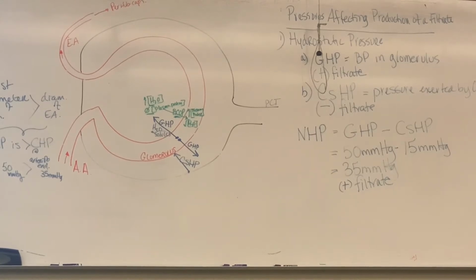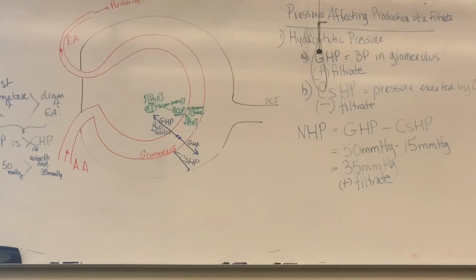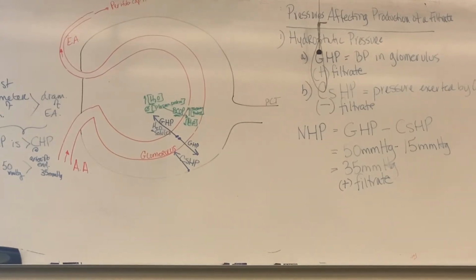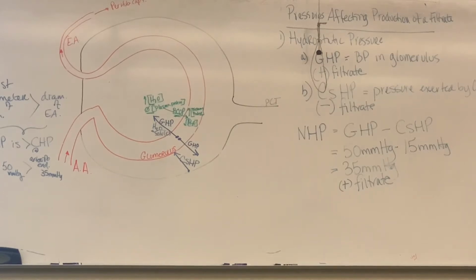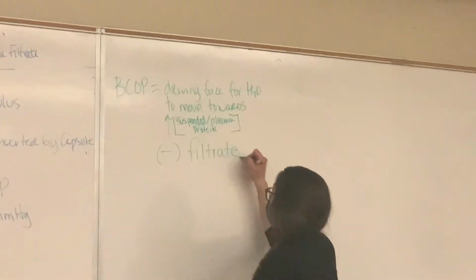towards a high concentration, not of all solutes. We're not talking about osmotic pressure. We're talking about blood colloid osmotic pressure. So it's for water to move towards a high concentration of suspended proteins or plasma proteins. And again, assuming that everything is working properly, this will oppose filtration because this is going to drive water right back in to the glomerulus.